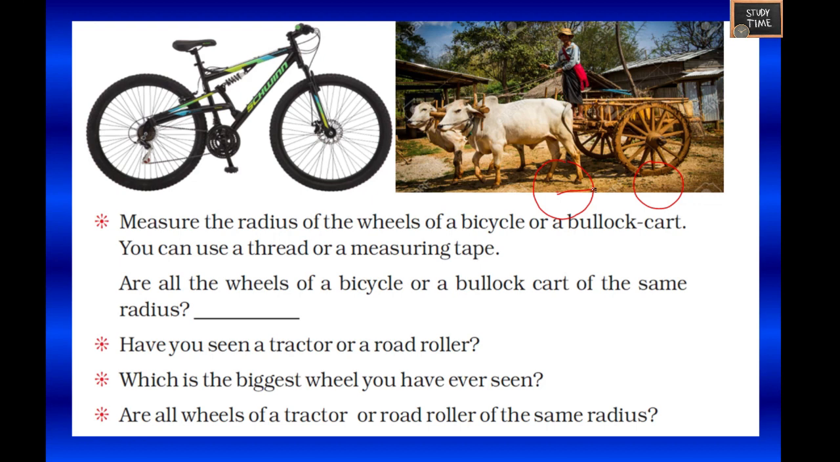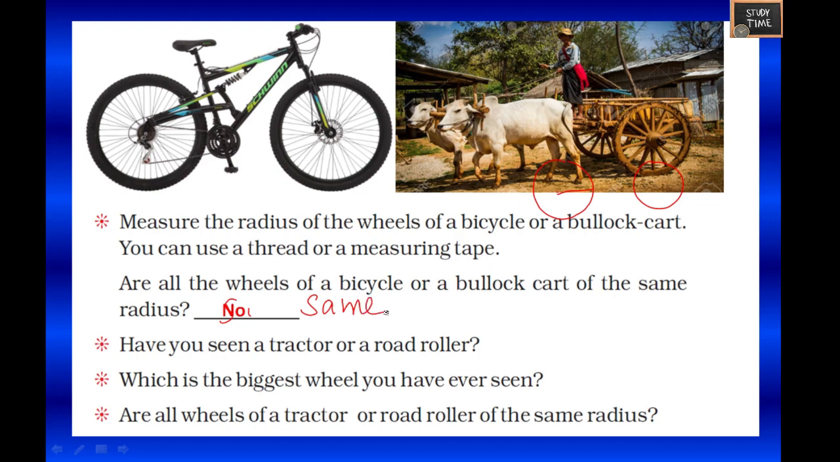Are all the wheels of a bicycle or a bullock cart of the same radius? No, it could be different. In the bullock cart you can have the same radius, whereas in a cycle sometimes it might be different. In most cases it will be the same only.